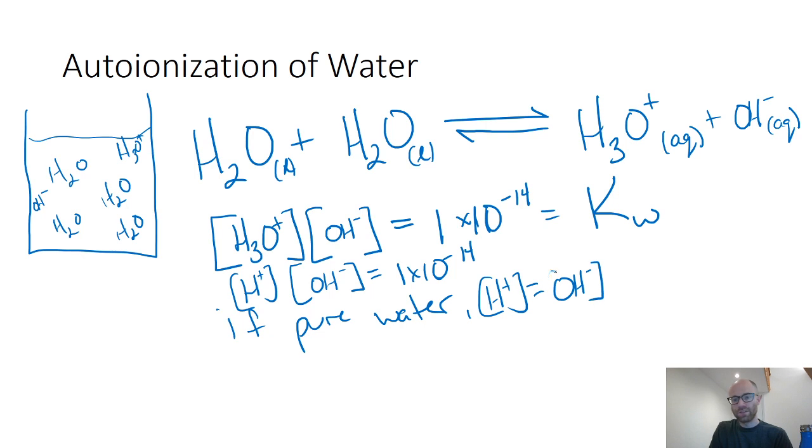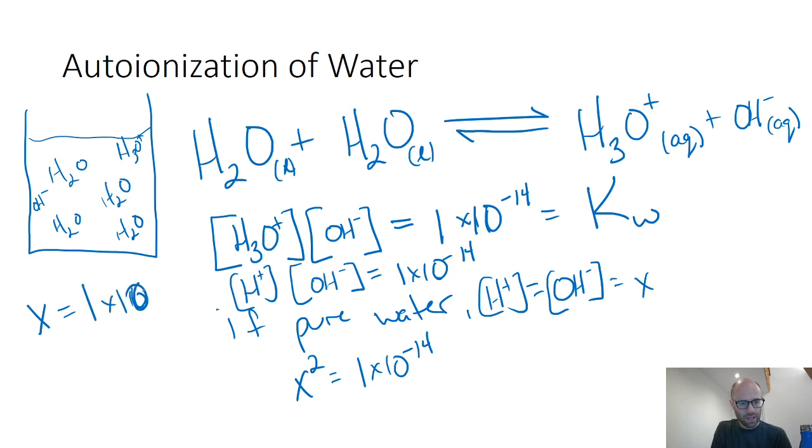And if we wanted to, we could just call that x. In other words, x squared equals 1 times 10 to the negative 14th, and then x equals 1 times 10 to the negative 7th molar, which is 0.000001 molar. So this drawing doesn't really accurately represent the number of hydrogen ions and the number of hydroxide ions in water, but it gives you an idea.